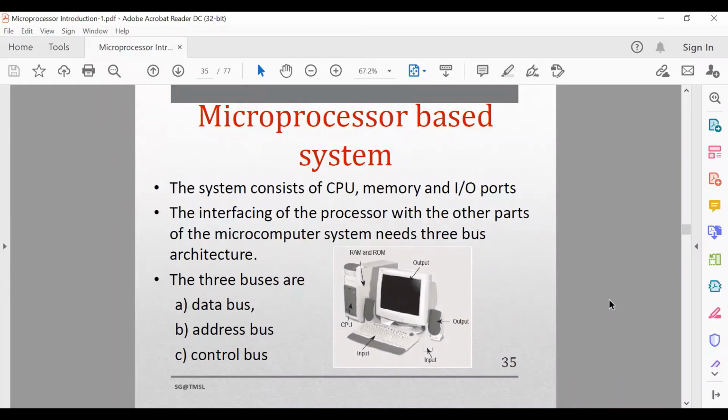The control bus means the control operation. The microprocessor is mainly used to perform two operations: either read or write. Read and write are two signals used as control signals, and these signals must be transferred through these lines, through this communication channel. So there are three types of buses, and the combination of these three buses is called the system bus.